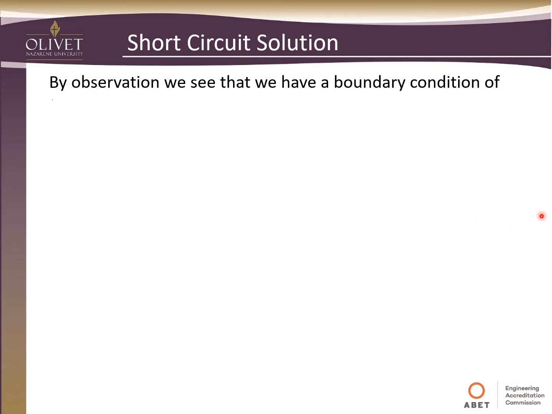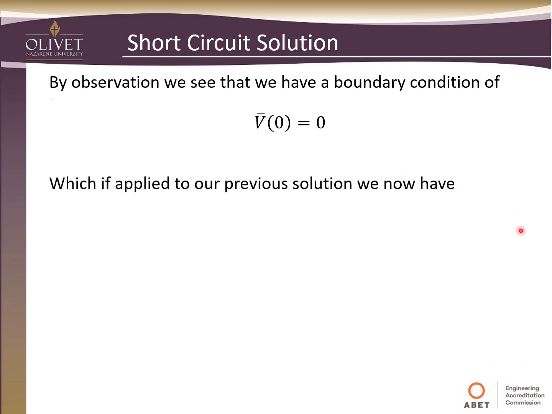So by observation, we see that we do have a boundary condition, right? The voltage at z equals 0, where the short circuit is, has to be 0. If it's shorted out, the two ends of our transmission line are touching, which means there can be no potential difference if we have a conductor between them.